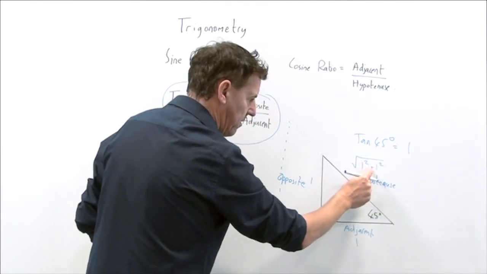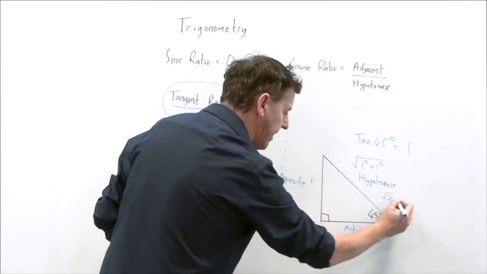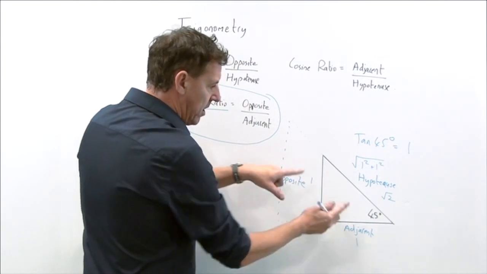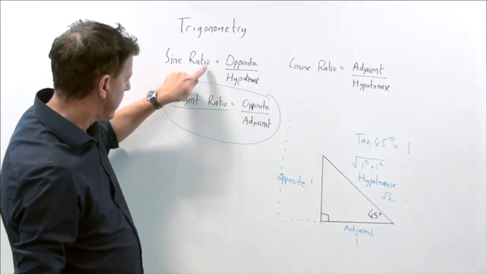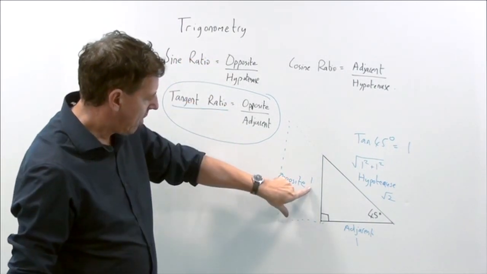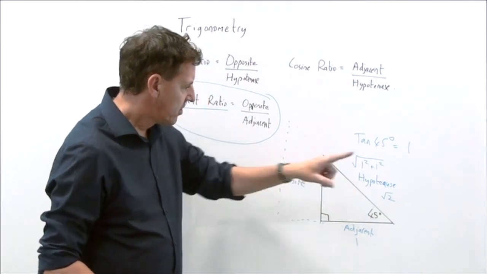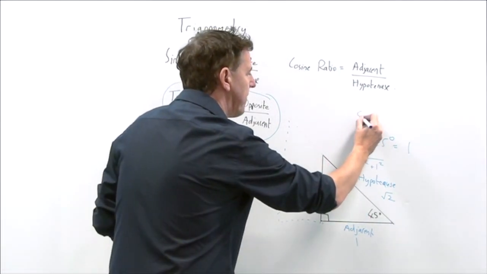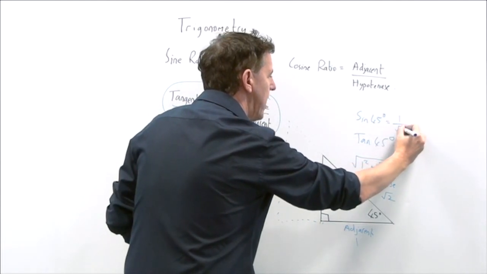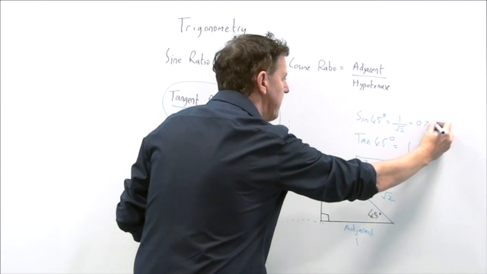1 squared's 1, plus 1 squared's 1, 1 plus 1 is 2. So this hypotenuse side is the square root of 2 if that is 1 and that is 1. So if you look at the sine ratio, which is the opposite side over the hypotenuse side, the opposite side is 1, the hypotenuse side is the square root of 2, so the sine of 45 degrees is in fact 1 over the square root of 2. If you type that into your calculator, it comes to 0.7071.